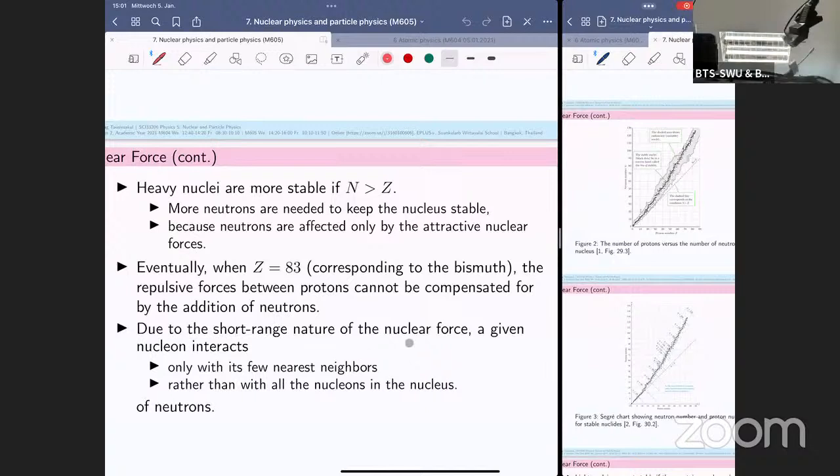Due to the short-range nature of the nuclear force, a given nucleon interacts only with its few nearest neighbors rather than with all the nucleons inside the nucleus. In short range, the nuclear force takes place only between the particles around it. It doesn't mean the nuclear force covers everywhere inside the nucleus. It acts only on the nearby nucleons.